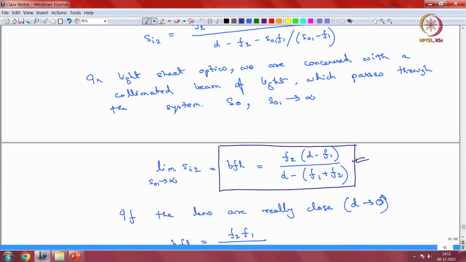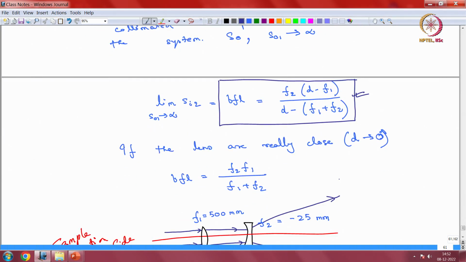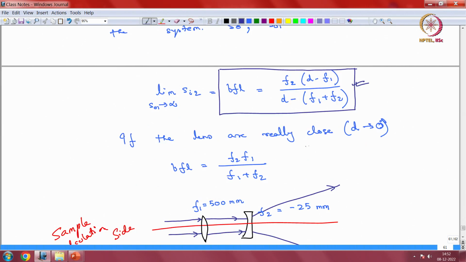We also discussed one more simplification which I will not use so much, but it is applicable in many cases. What happens when the lenses are really close, which means the limiting case of d tending to 0. The back focal plane equation simplifies further and becomes this particular equation.